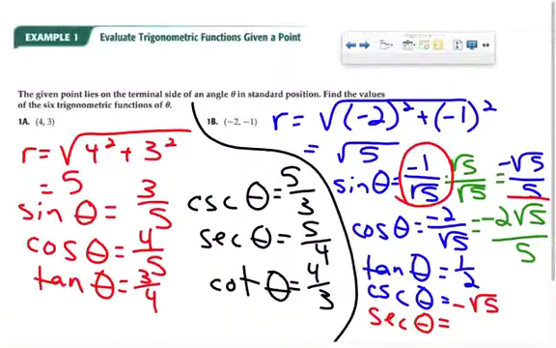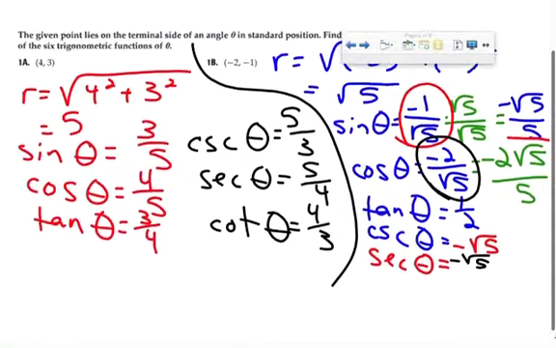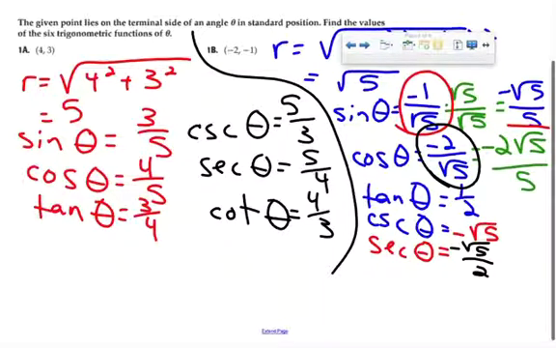Similarly, the secant of theta is going to be the reciprocal of this ratio, which is negative radical 5 over 2. And the cotangent of theta is the reciprocal of tangent, so that's just 2. If it makes you happy to put it over 1, feel free to do so. I see no need to.